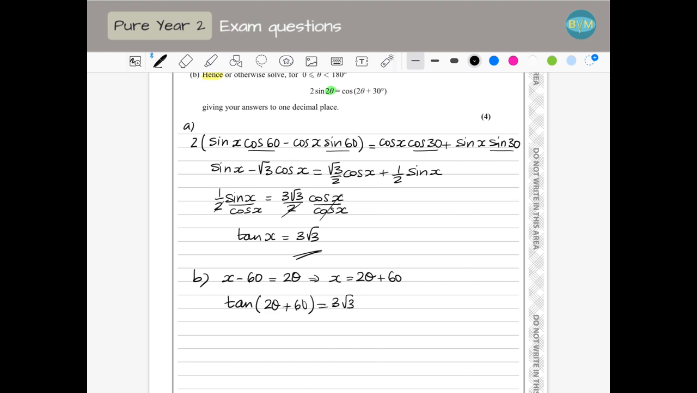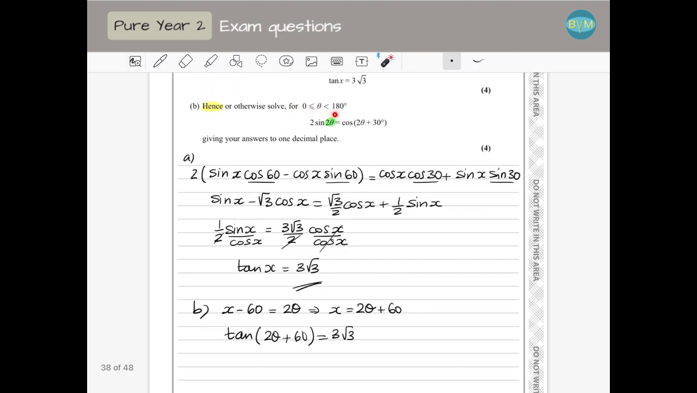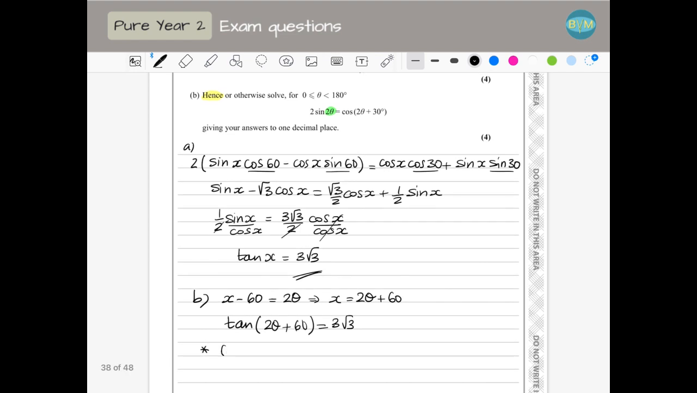So I just need to, with the calculator, be careful because we have an interval. When my angle is not just theta, I have to change the interval. So my new interval is going to be this one multiplied by 2 and plus 60. So it's going to be 0 plus 60, which is 60, smaller or equal than 2 theta plus 60, smaller than 180 times 2 is 360, plus 60, 420. So this is my new interval.